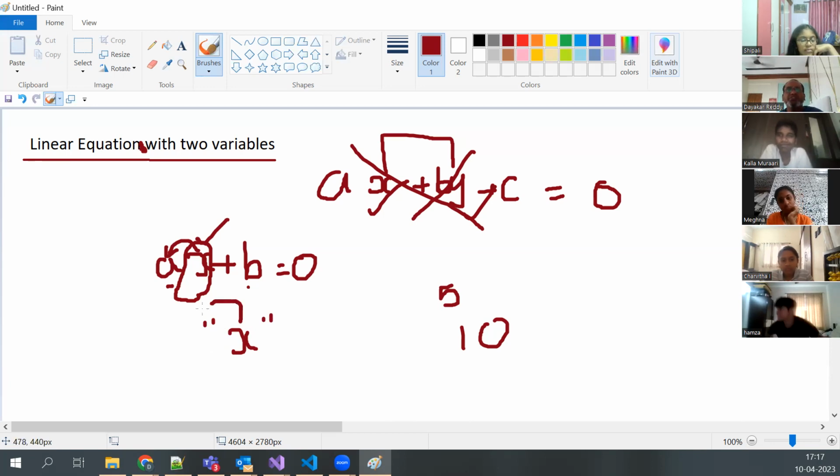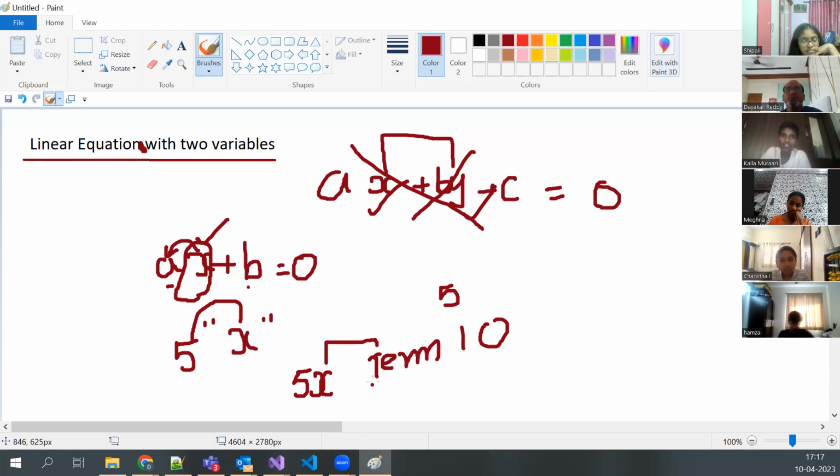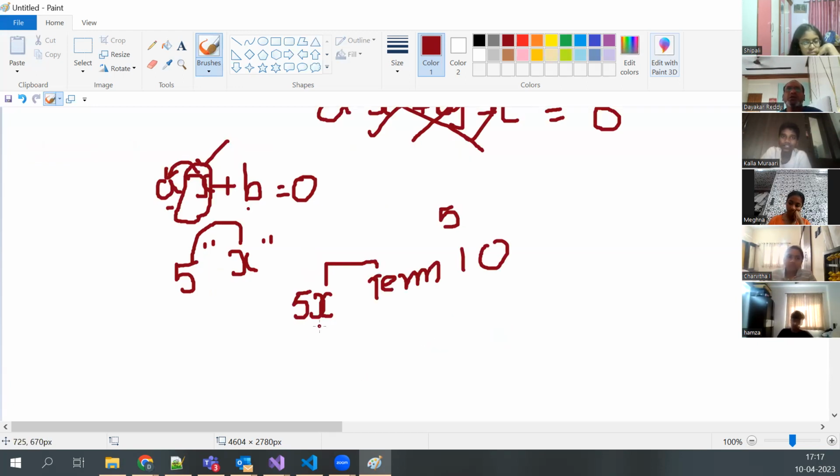Now, x is multiplied with some number, right? Let's say x is multiplied by 5. How do we write this? 5x. This is called a term. And what is the coefficient here? The variable is x and x is multiplied with some constant, right? That is nothing but the coefficient of that variable. In that case, coefficient of x. What is the coefficient of x here? Coefficient of x is equal to 5.